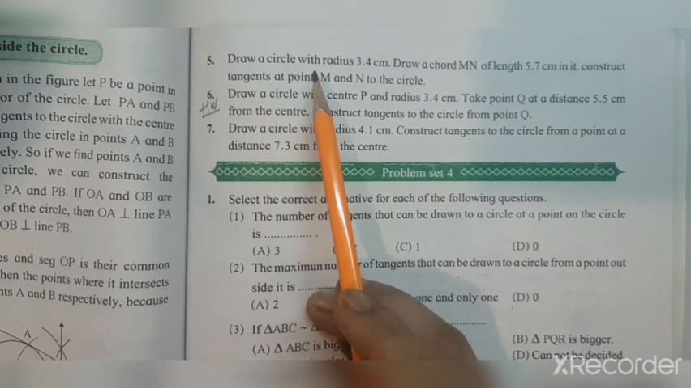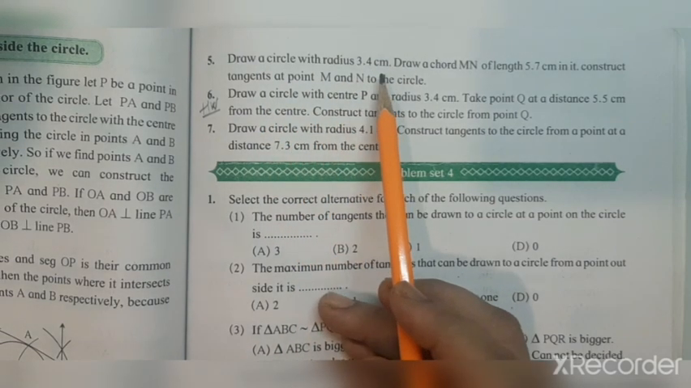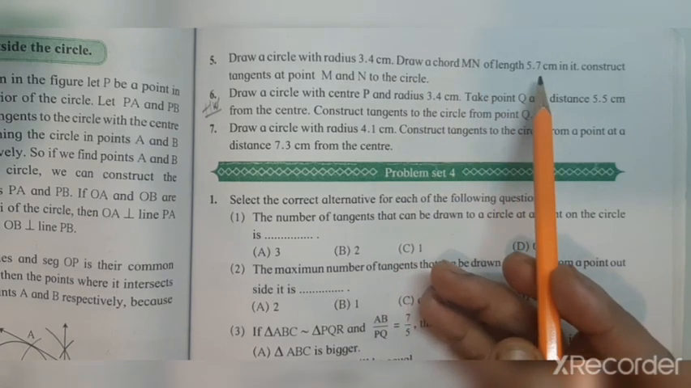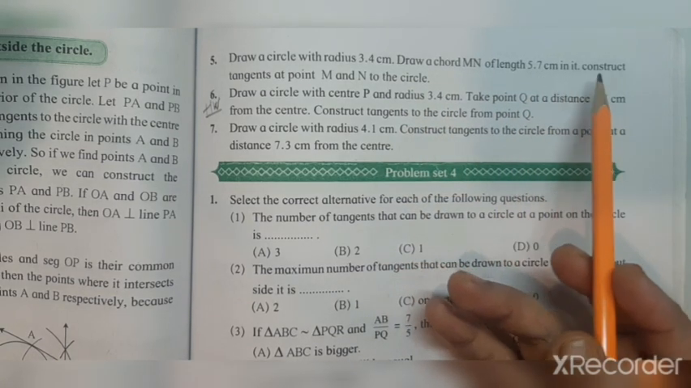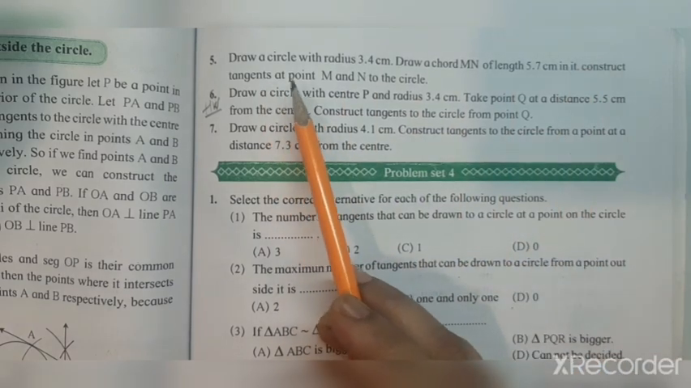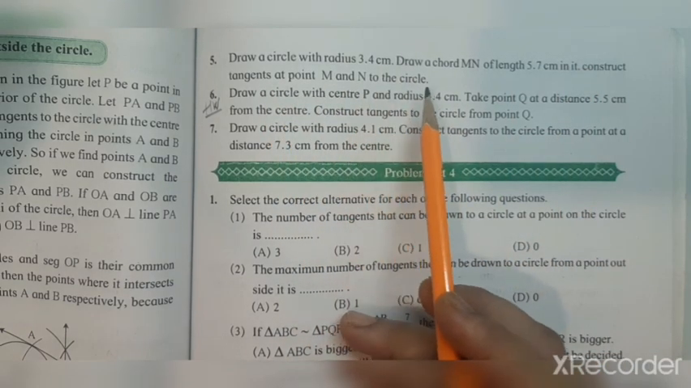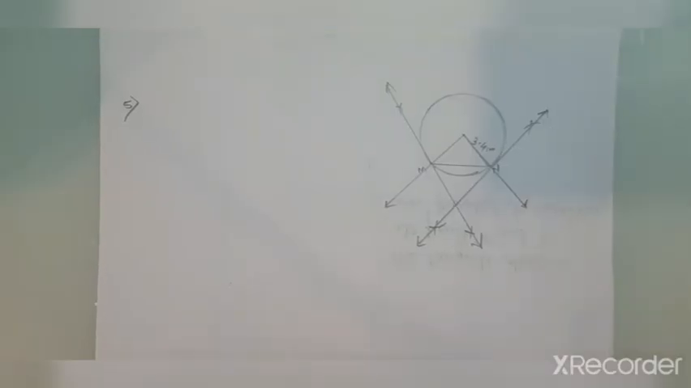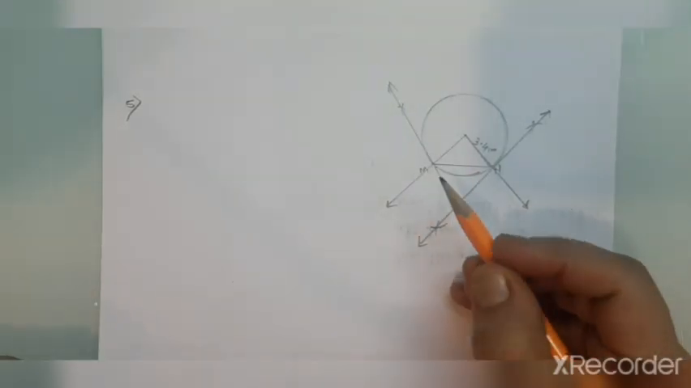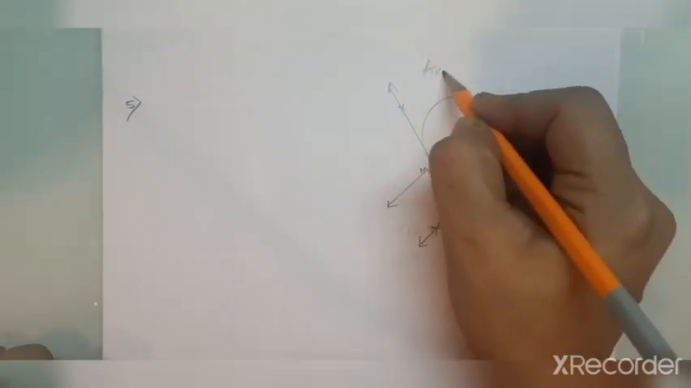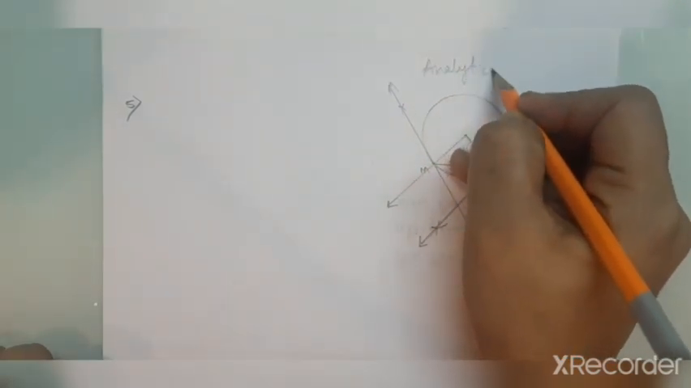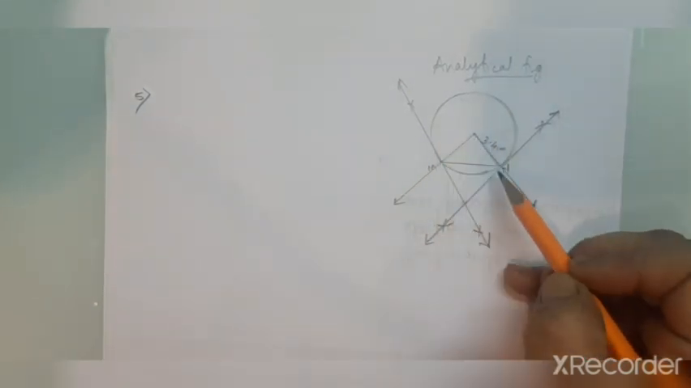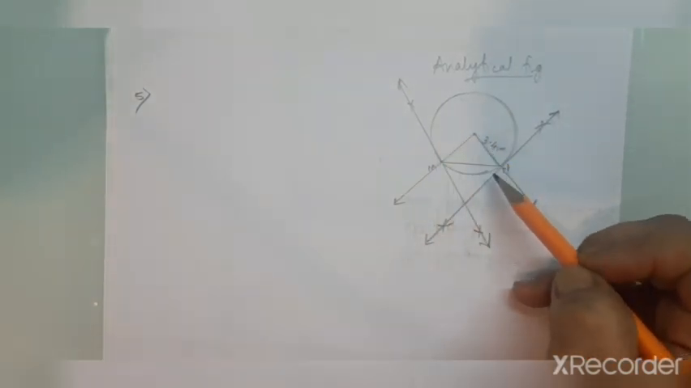Draw a circle with radius 3.4 centimeter. Draw a chord MN of length 5.7 centimeter in it. Construct the tangents at points M and N to the circle. So let's see how we are going to solve this sum. Now I have already drawn the analytical figure here. In the analytical figure, you will see that I have drawn a circle with the given radius.